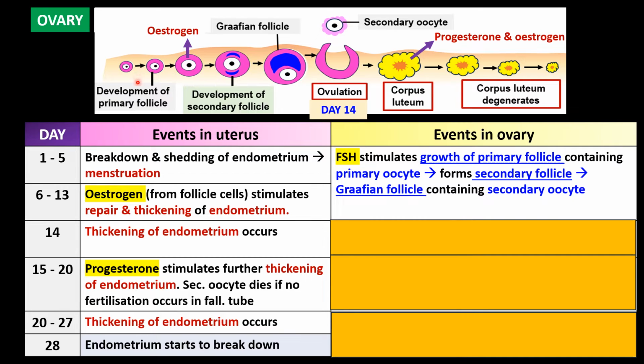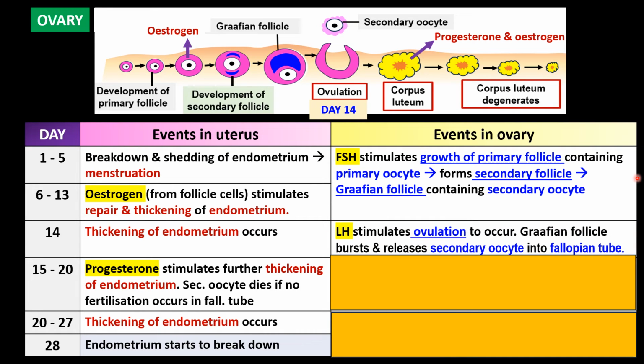This is the picture of the ovary. So FSH stimulates growth of the primary follicle containing the primary oocyte, the white cell here, to form the secondary follicle here. So it will grow bigger and bigger. Then it will form the Graafian follicle, which contains the secondary oocyte. That means as the follicle is growing from primary follicle to secondary follicle to Graafian follicle, the oocyte is developing from the primary oocyte to become the secondary oocyte in the Graafian follicle. That's from day 1 to 13.